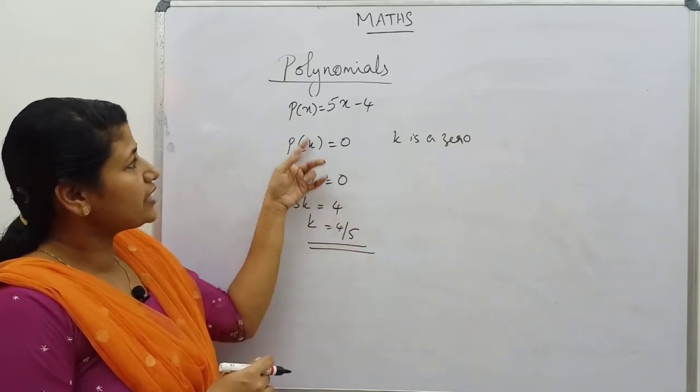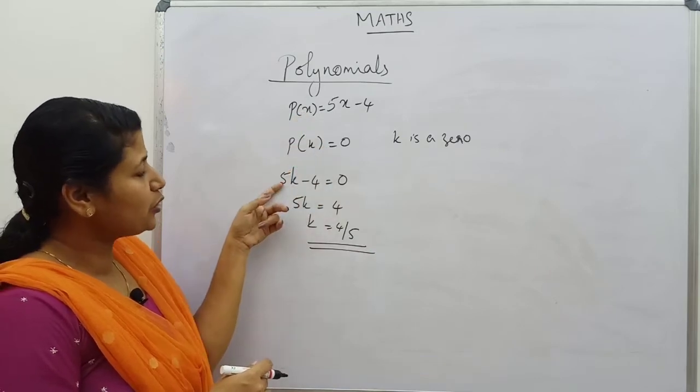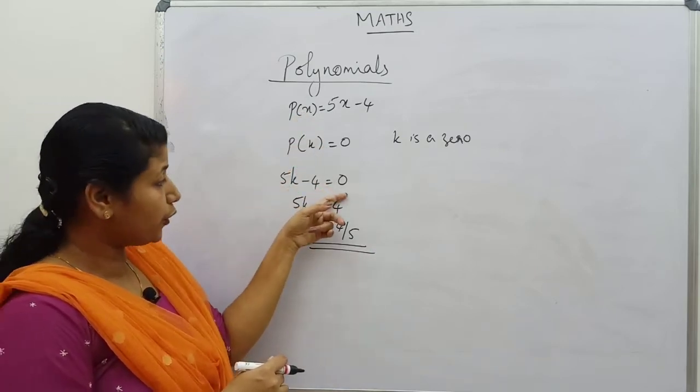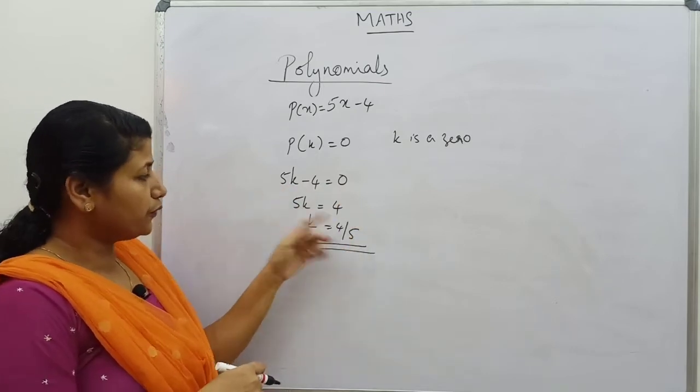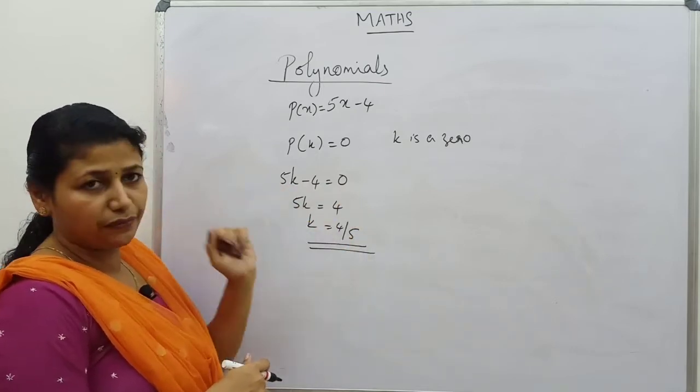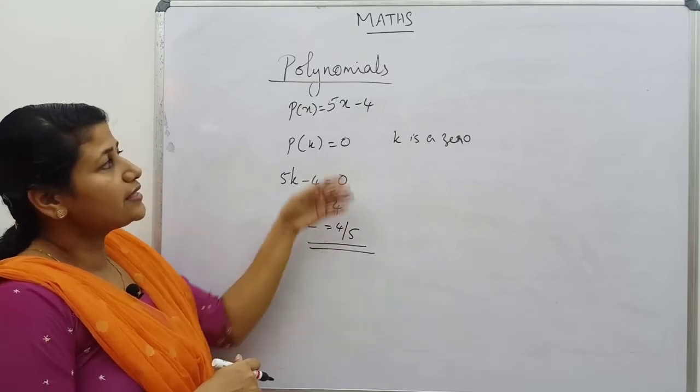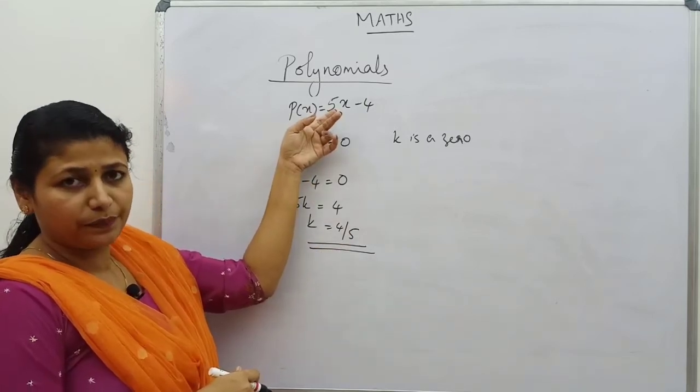So we are substituting k instead of x, and you will write 5k minus 4 equal to 0. Taking the negative 4 to the other side, it will be positive, so 5k equal to 4, and then k equal to 4 by 5. So 4 by 5 is the 0 of this particular polynomial.